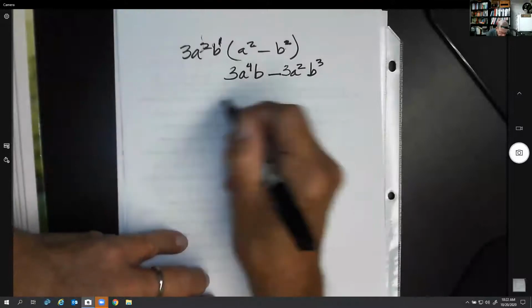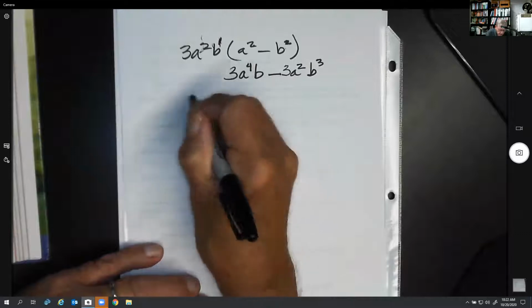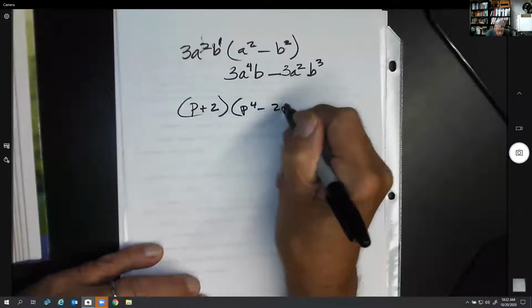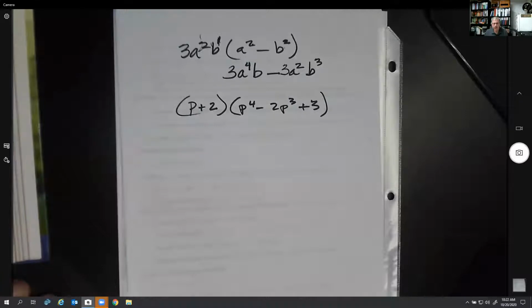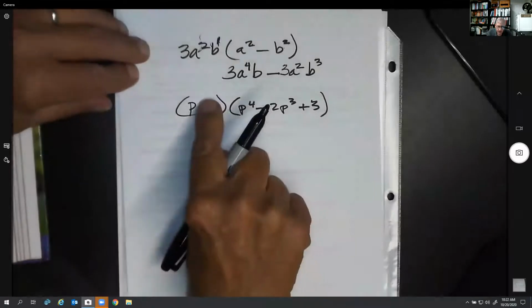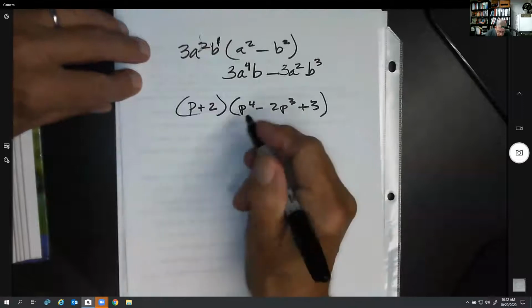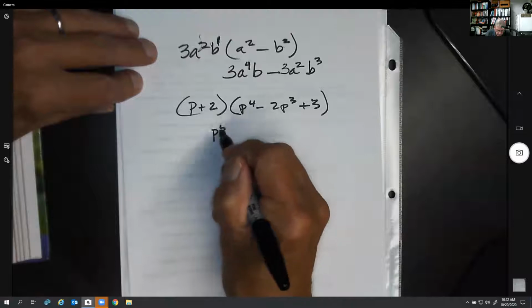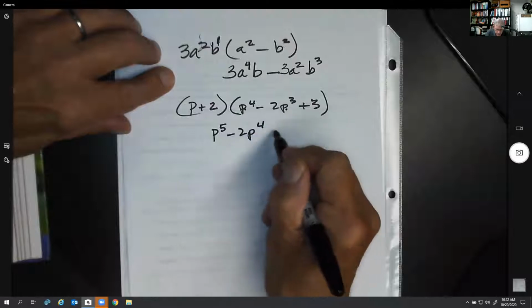Let's multiply. I'm going to skip one here. Let's multiply this binomial times a trinomial. Well, it's the same idea. We just kind of forget that this 2 is here. We just cover it with our finger, and we're going to distribute the p to every term. So all these are just going to get a little bit bigger. This will be, I'll put it over here, p^5 minus 2p^4 plus 3p.